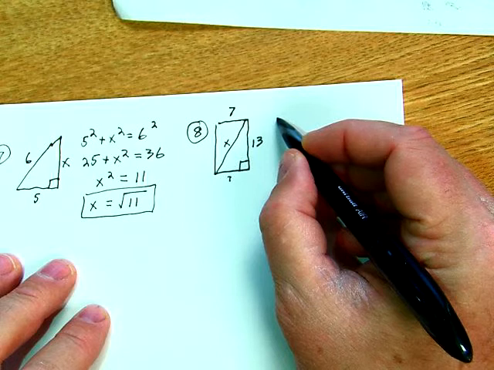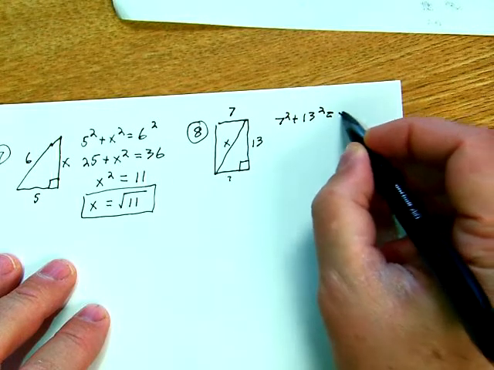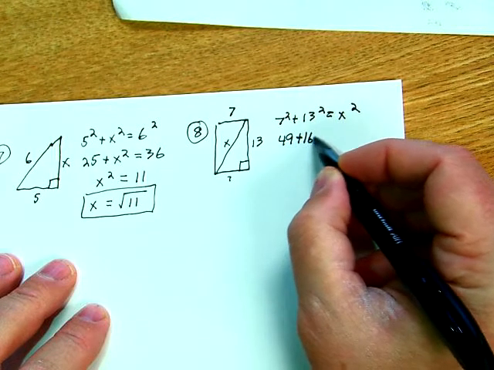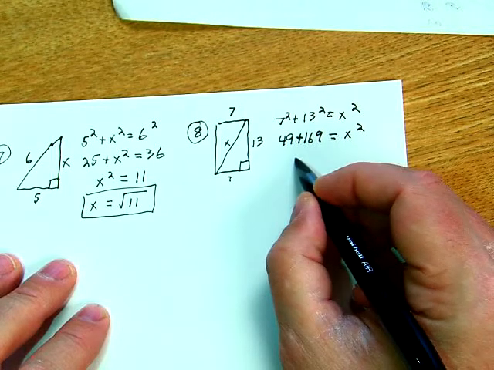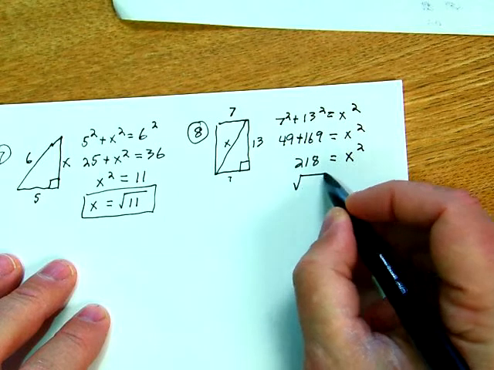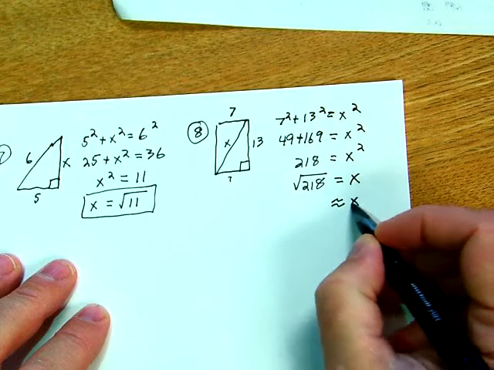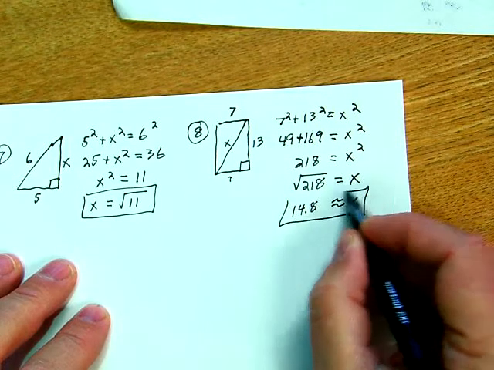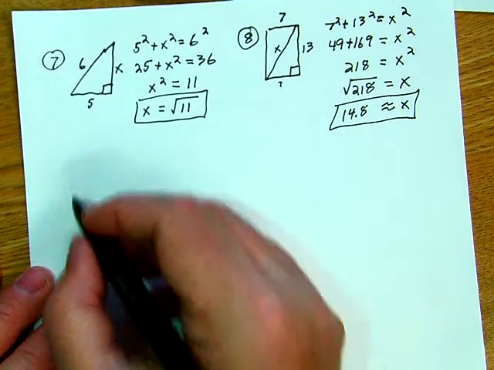And then you can say 7 squared plus 13 squared is equal to x squared. And then you get 49 plus 169 is equal to x squared. 218 is equal to x squared. So x is the square root of 218. And I did punch that into my calculator, and the square root of that is 14.8.